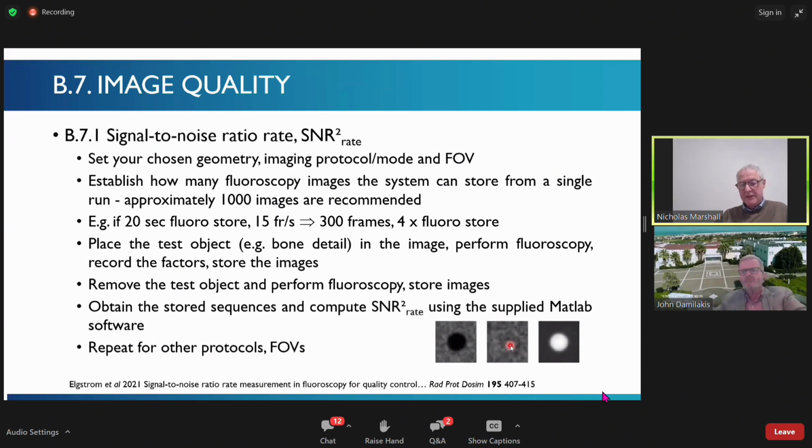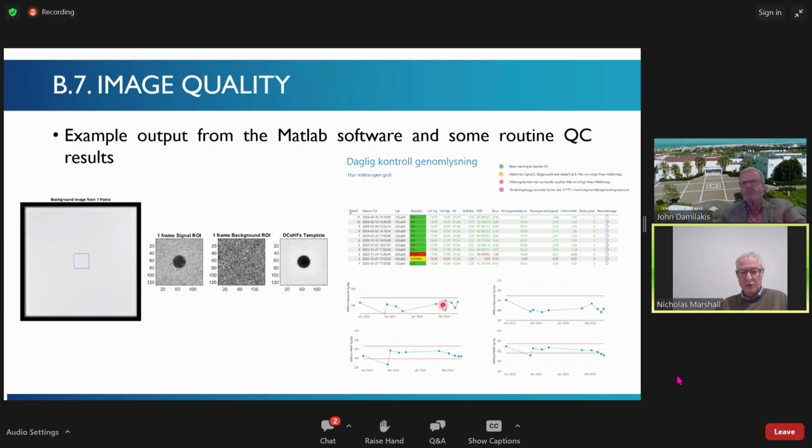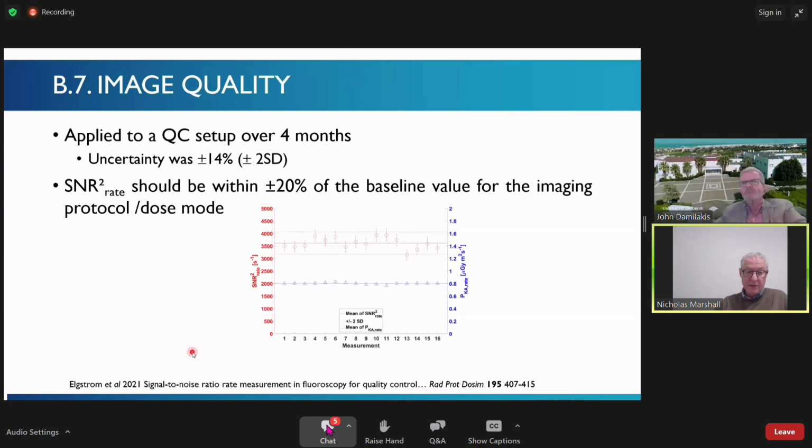This actually describes the accumulation. Michael has done some work on this, published in Radiation Protection Dosimetry, where you can read more about it, but it can measure within about, well, between 6% and about 14% to two standard deviations for a well-defined QC setup. So it's a very reproducible method.